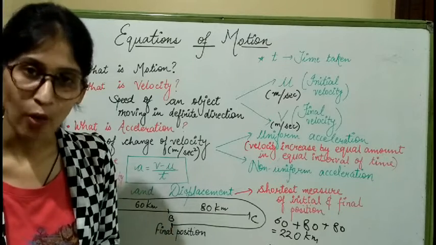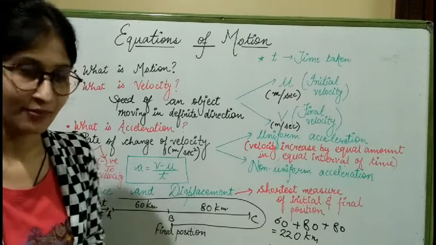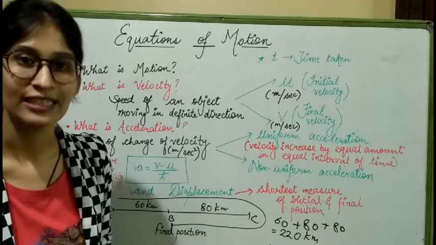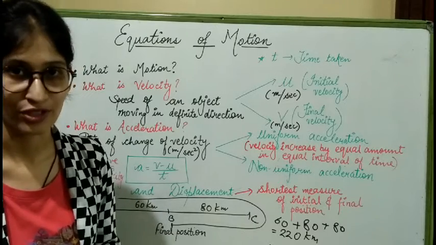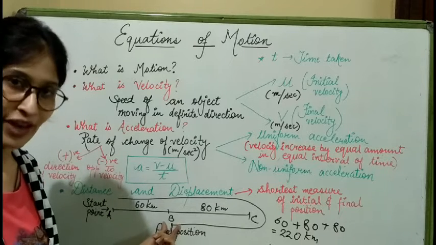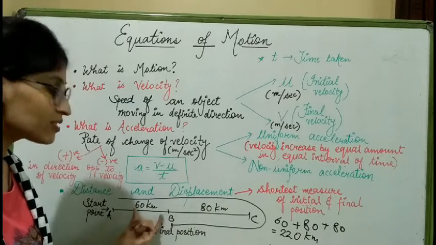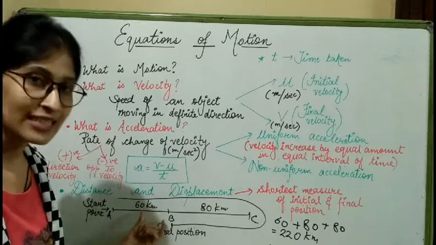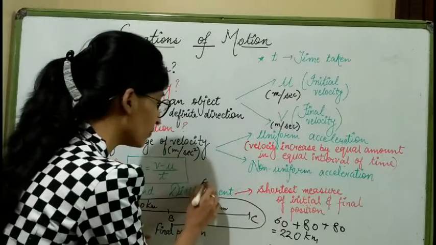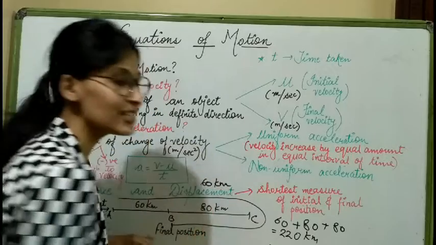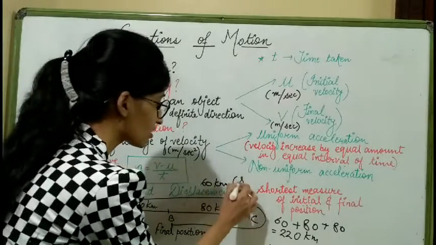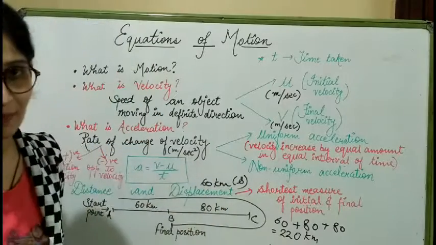But when I talk about displacement, displacement is the shortest distance between the initial and the final position. So this was my initial position and this is my final position. The shortest distance between them is 60 km. So in this case, my displacement will be 60 kilometers. We will use the symbol S to denote displacement.